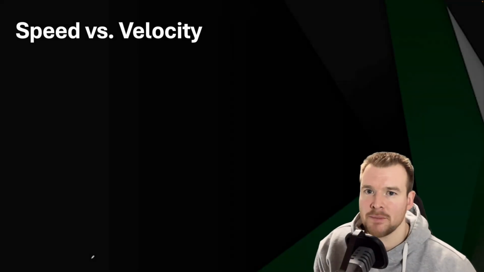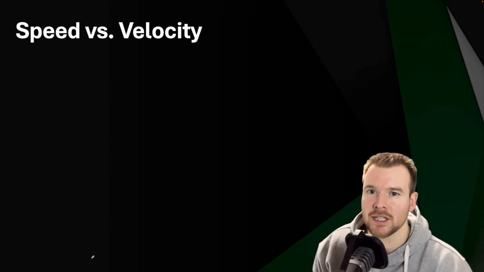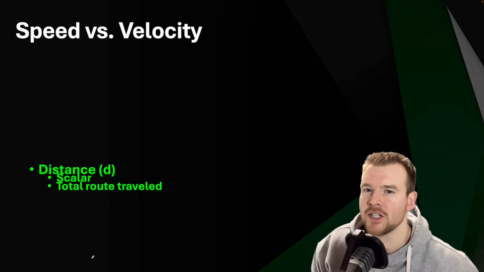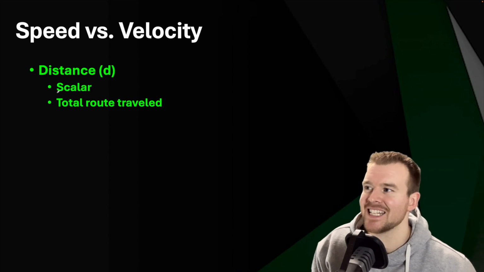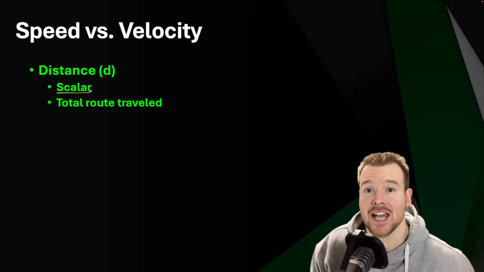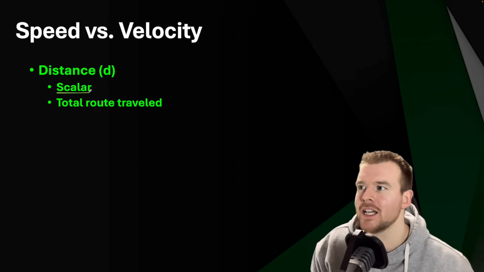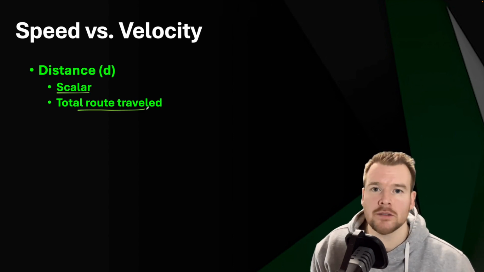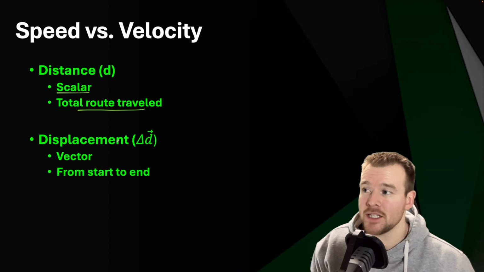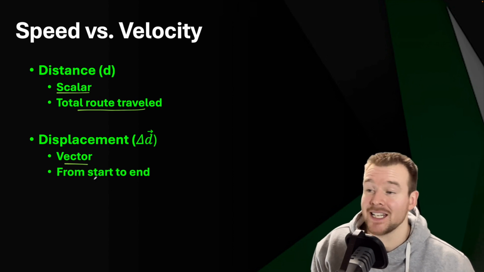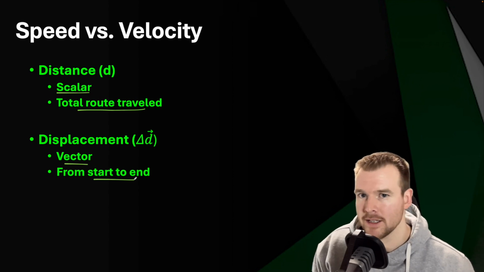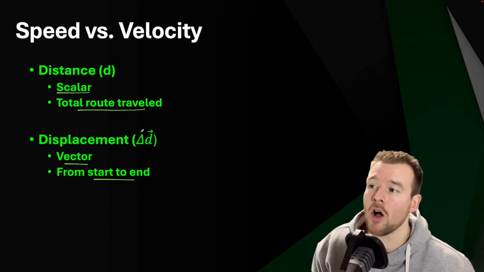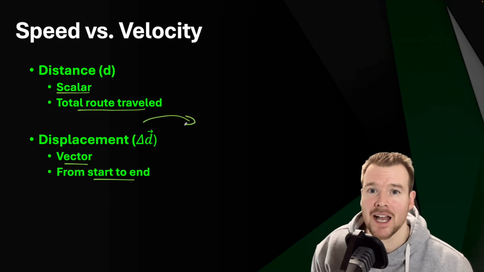Okay, so to understand speed and velocity, we first have to be reminded of distance versus displacement. This was in a previous video, but just to remind you, distance is a scalar quantity, meaning that it has magnitude but doesn't worry about direction, just worries about the total route that you've traveled. Displacement is a vector quantity, and it does consider direction. It's worried about where you start and where you end. So it's important to know those because all we have to do with those to get to speed and velocity is divide them by time.